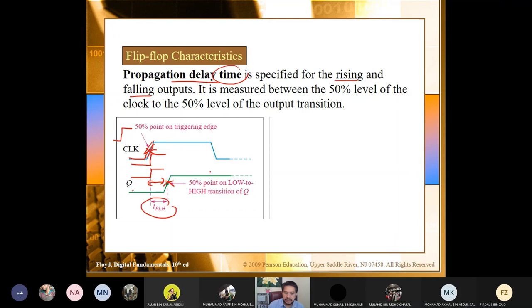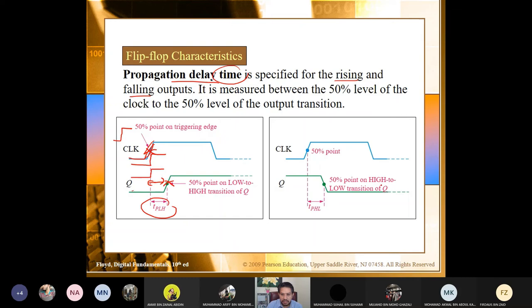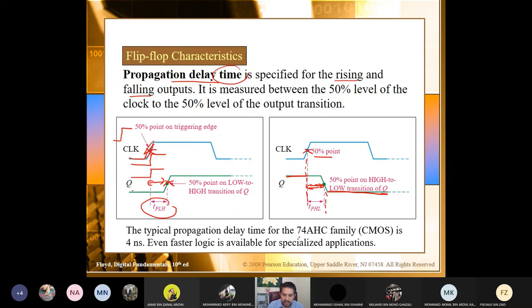You can also measure the propagation time delay from the high to low transition. So for Q going from high and then to zero, there's a time delay that is measured between the moment the clock reaches the 50% point until Q actually reaches the 50% point of the transition. So this is the delay. Normally this delay is very low, in terms of nanoseconds, but still a delay. For the case of 74AHC, it's about 4 nanoseconds. It is faster than the blinking of your eye, but actually still a delay in the circuits.